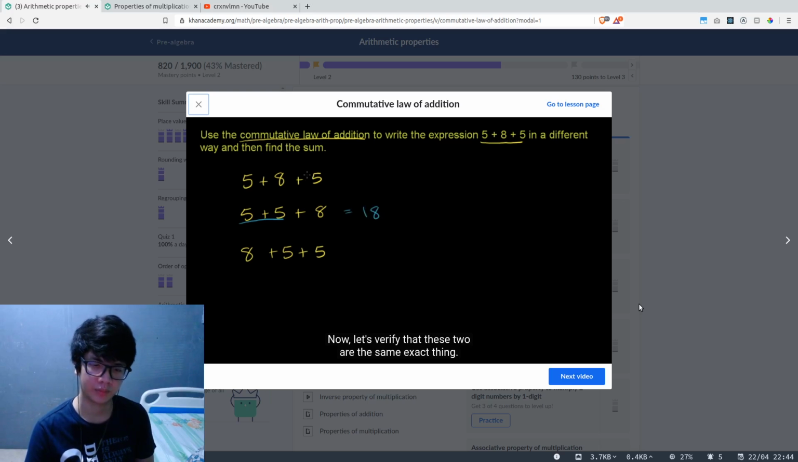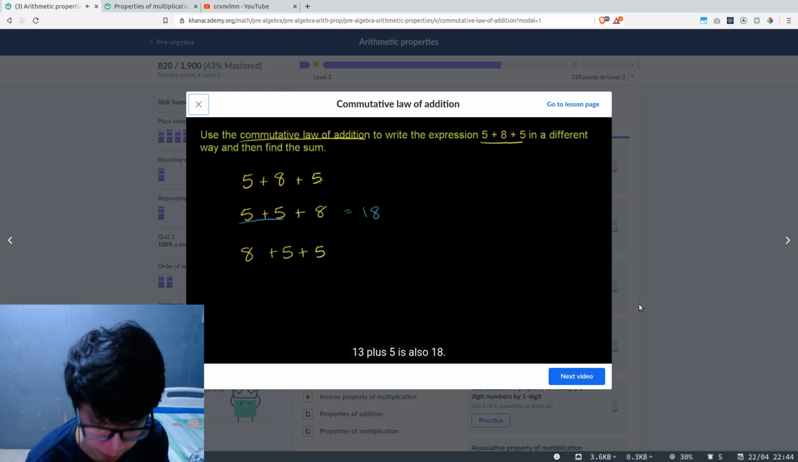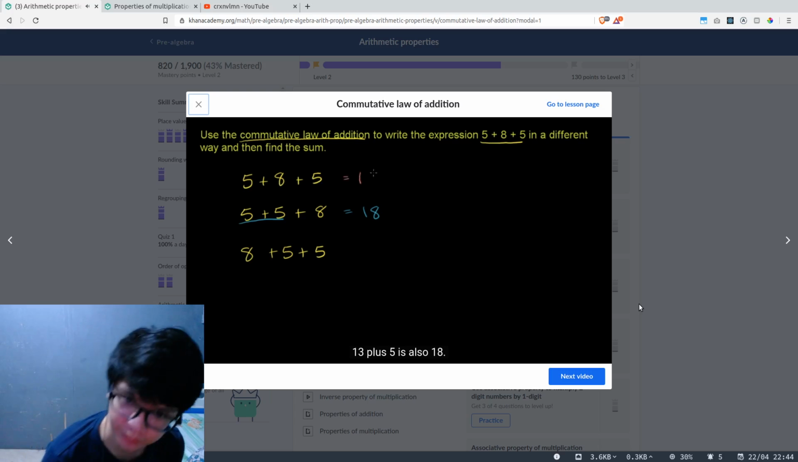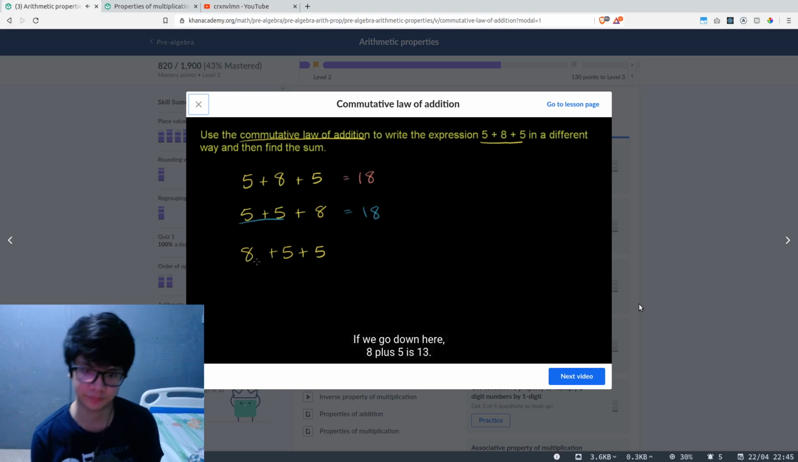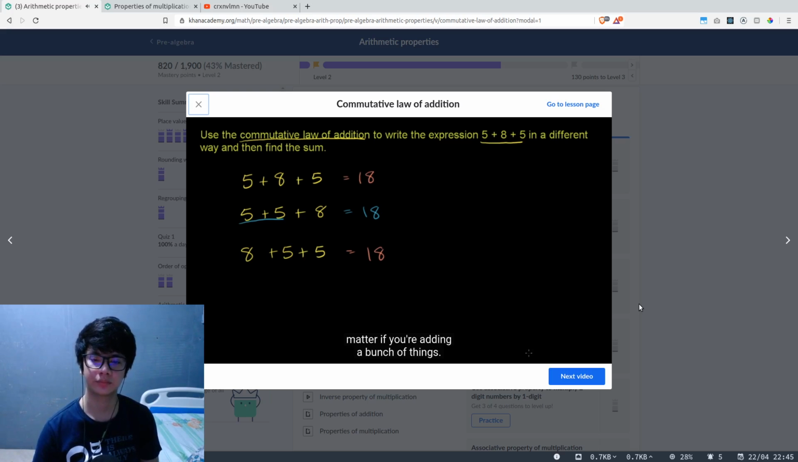Now let's verify that these are the same exact thing. Up here, 5 plus 8 is 13. 13 plus 5 is also 18. If we go down here, 8 plus 5 is 13. 13 plus 5 is also equal to 18. So no matter how you do it, no matter what order you do it in, and that's the commutative law of addition. Sounds very fancy, but it just means that order doesn't matter if you're adding a bunch of things.